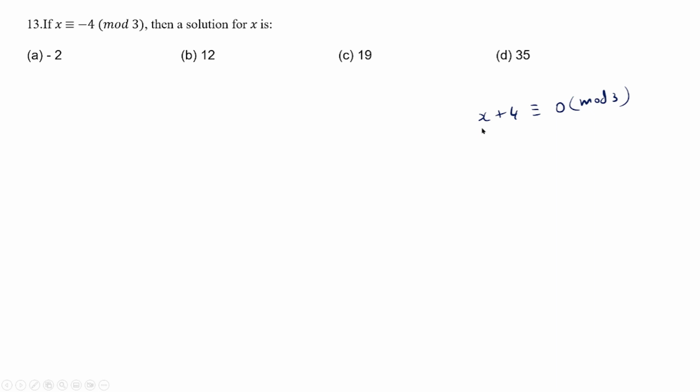If we see minus 2 plus 4, that is 2, it is not divisible by 3. Then if we consider 12, 12 plus 4 is 16. It is again not divisible by 3. If we consider 19, 19 plus 4 is 23, which is not divisible by 3. If we consider 35, 35 plus 4 is 39. So 39 mod 3 is 0. So the correct option is option D. The value of x is 35, since 35 is congruent to minus 4 mod 3.